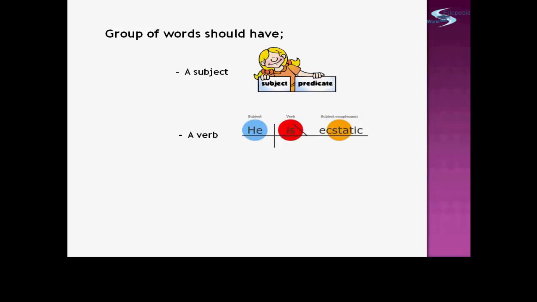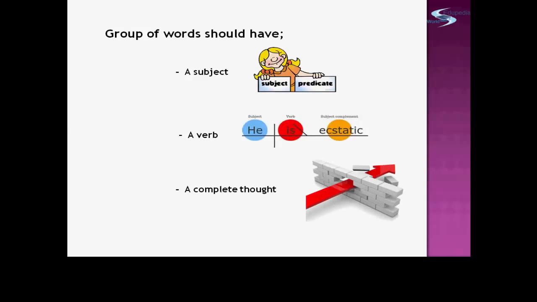When you analyze a group of words looking for the main clause, you have to find three things: a subject, a verb, and a complete thought. If one of these three is missing, a fragment results. Kinds of fragments.